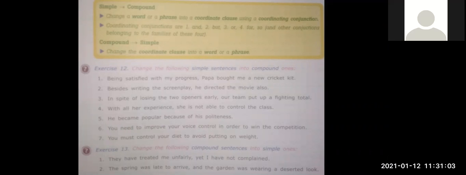This is very easy. You just need to understand the sense of the sentence and convert it simply into a simple sentence with the usage of only one finite verb. One finite verb is to be used in the simple. And when you talk about the compound, you need to use coordinating conjunctions, or two clauses you can add with the one subject, or two finite verbs can be there. Let's go to the next sentence of exercise 13.